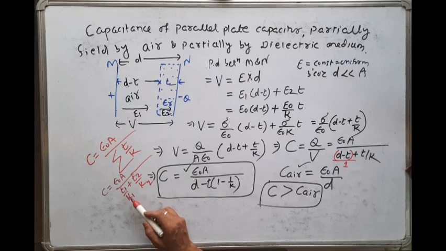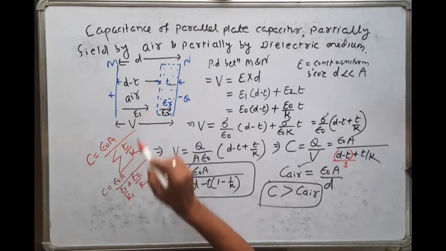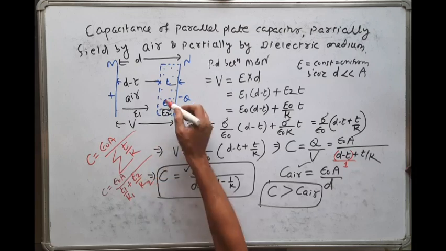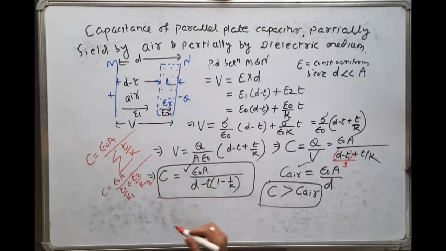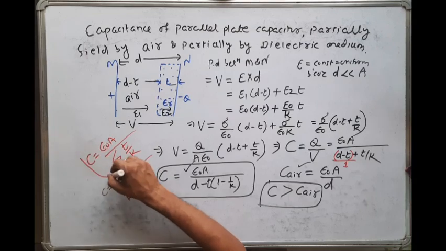What is K1? K1 is the dielectric constant of that medium. T2, what is T2? T2 is the thickness of the second medium. K2 is the dielectric constant of the second medium. So this is a very, very important formula.